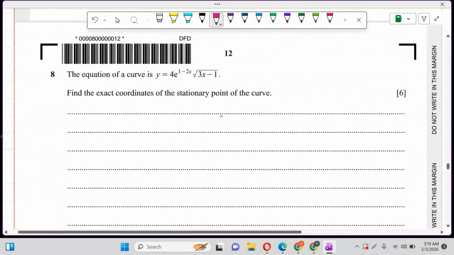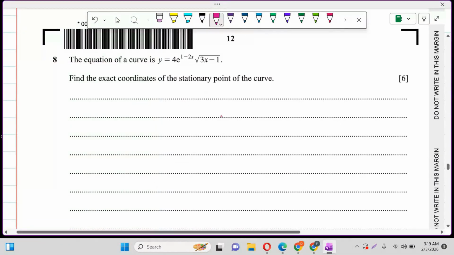Okay, let's move to question number 8. The equation of the curve is y = 4e^(1 - 2x) √(3x - 1). Find the exact coordinate of the stationary point of the curve. The stationary point can be calculated by using the derivative of the equation and equating it with 0, and by using this equation we can find the x coordinate, and this x coordinate can be plugged into the given curve equation to find the y coordinate.